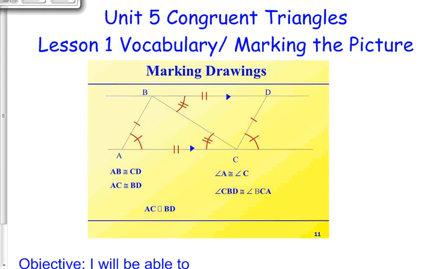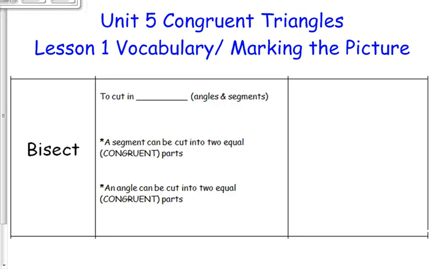Alright, so in this video, we're going to be preparing our vocabulary and marking the picture for our new unit of congruent triangles. Okay, this will be very, very helpful in proving triangles to be congruent. The first vocabulary word that we're going to talk about is bisecting.